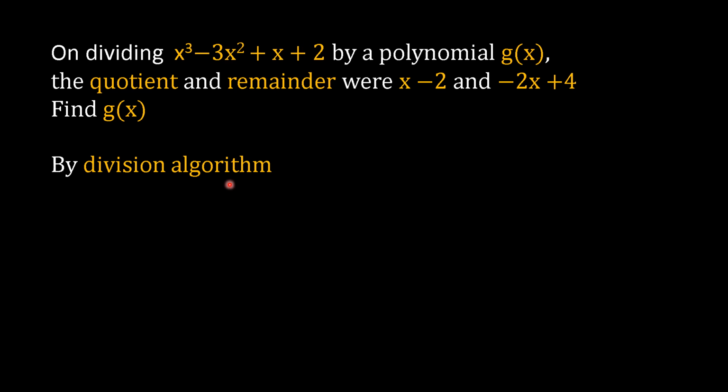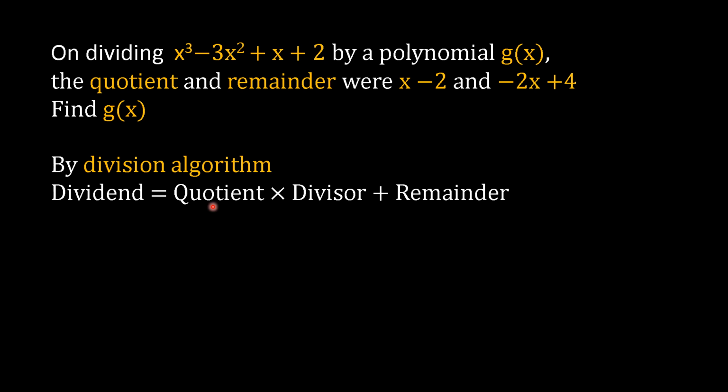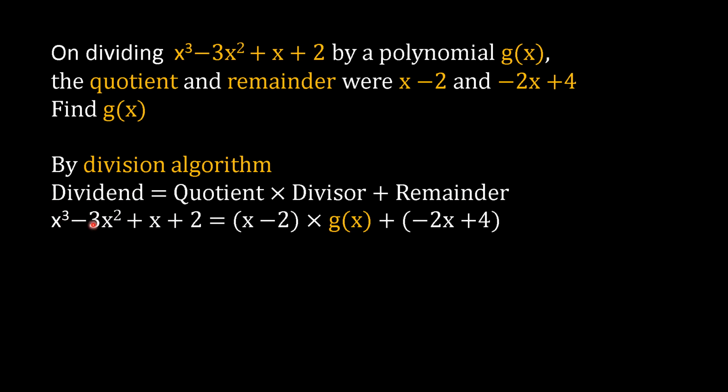By division algorithm, we know that dividend is equal to quotient multiplied by divisor plus remainder. We will substitute the various things here. We have dividend, which is this, equals quotient x minus 2, which is this, multiplied by divisor g(x), which is this, which we have to find out, plus remainder, which is this.